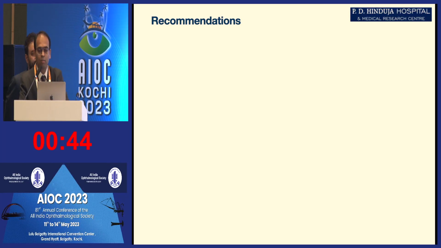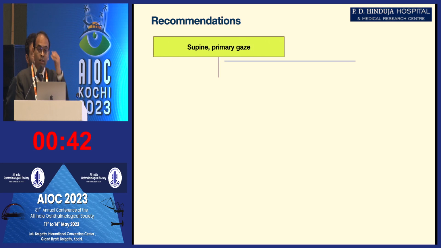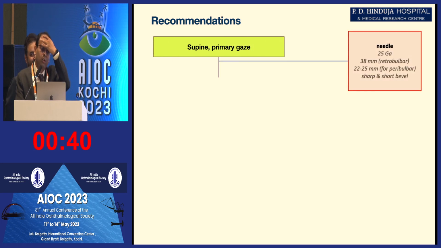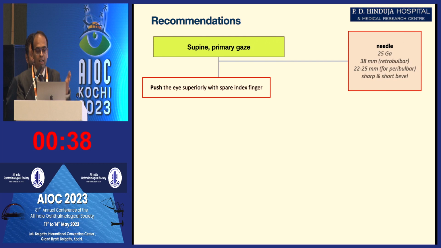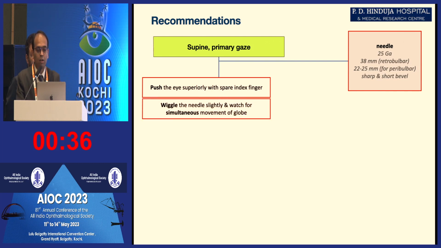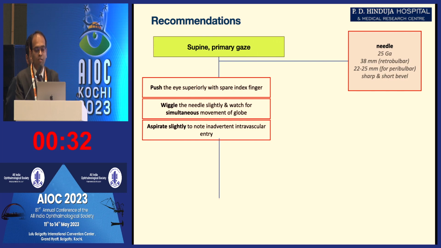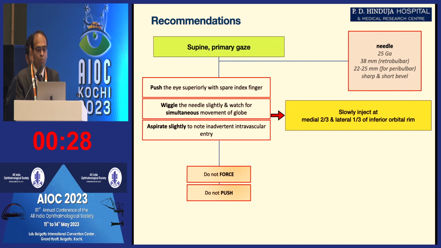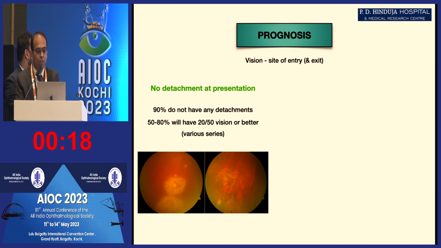So what are the recommendations? Always make sure that the patient looks in the primary gaze. With the 25 gauge needle, push the eye superiorly with the index finger and wiggle the globe so that you watch for the simultaneous movement of the globe. Aspirate slightly so that you are not inadvertently having an intravascular entry. Do not force, do not push, and inject slowly. But a second injection you should be aware of.